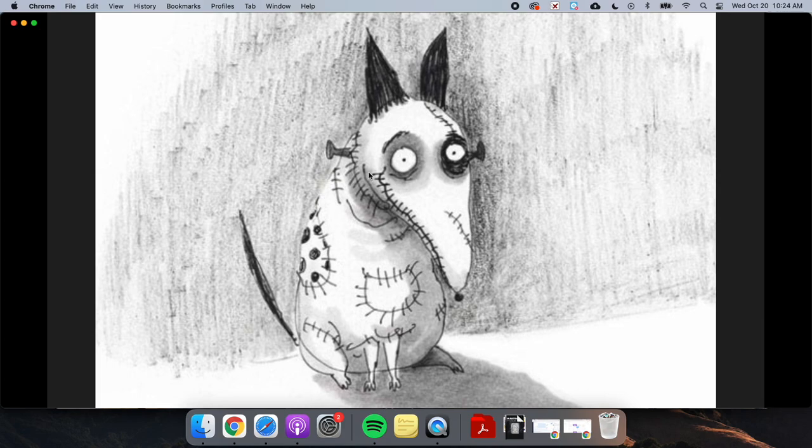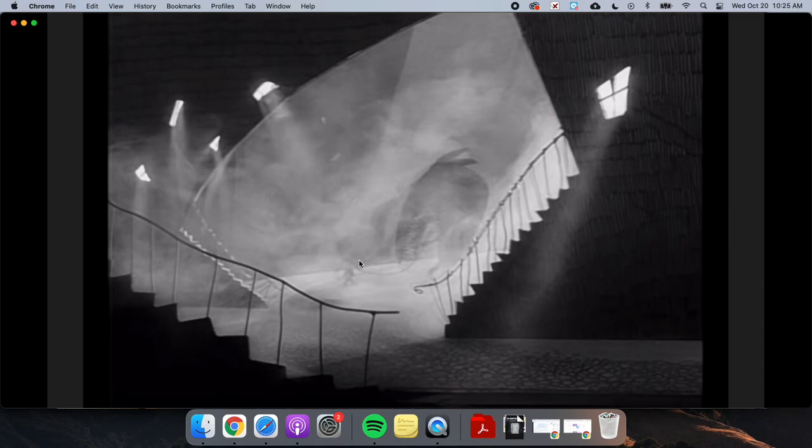Here's Frankenweenie. He was a dog from a movie where the dog dies and the little boy brings him back to life, kind of like Frankenstein. German Expressionism, as I was saying, was a movement of movies back in the 1920s by the Germans. And typically these movies were very dark.